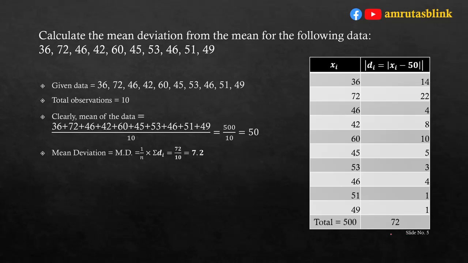So, coming back to the formula, mean deviation is equal to 1 upon n into summation di. Now, what is summation di? Summation di we have already calculated as 72 and n is equal to 10, hence 72 upon 10 is equal to 7.2. So, mean deviation of the given data from the mean is 7.2.